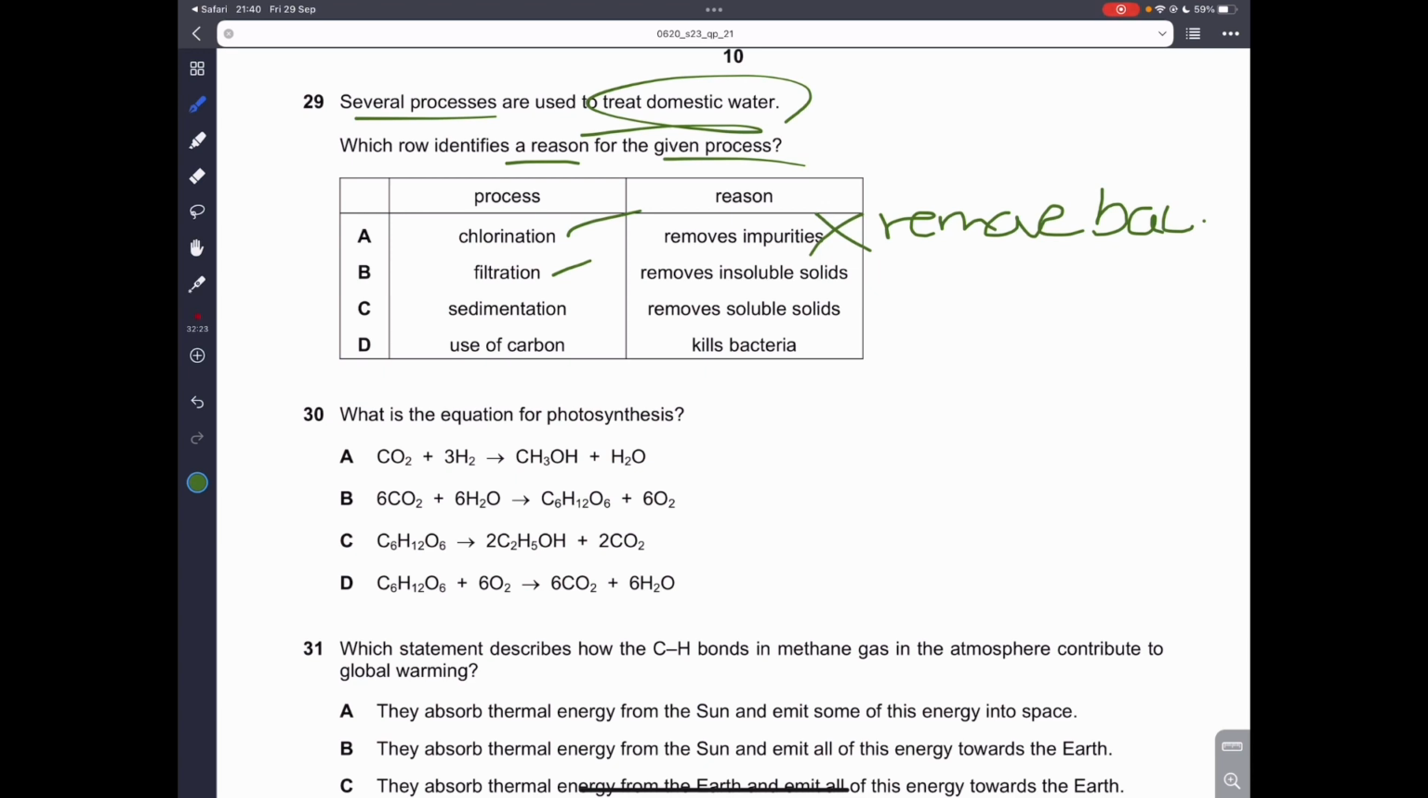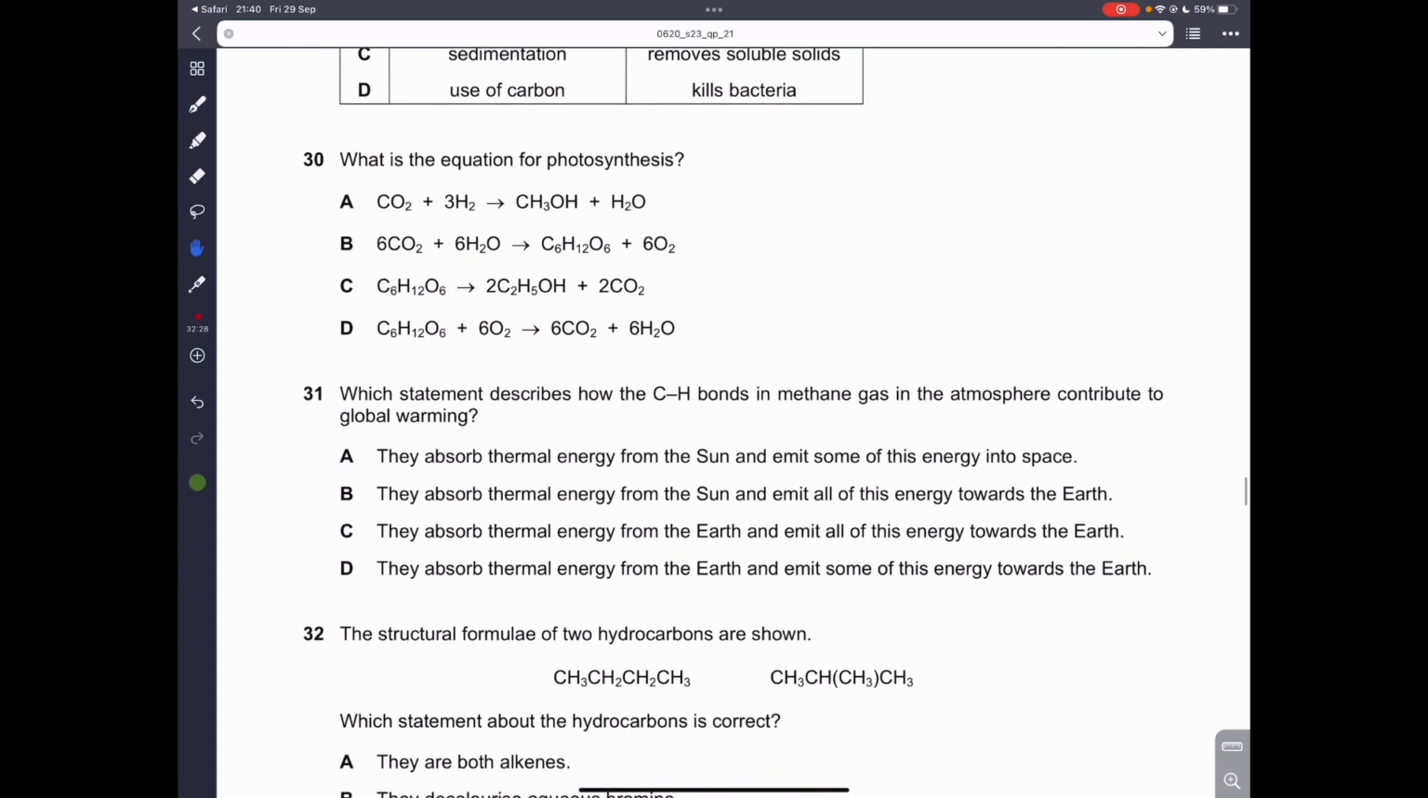Filtration, we do it to remove insoluble solids. Now this is the correct reason, so B is the likely answer.